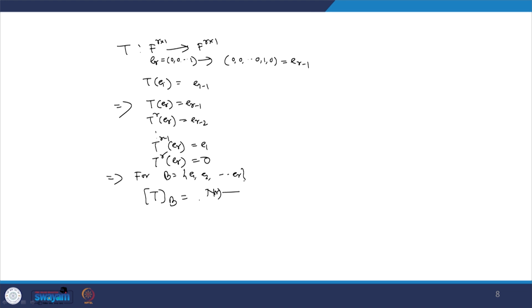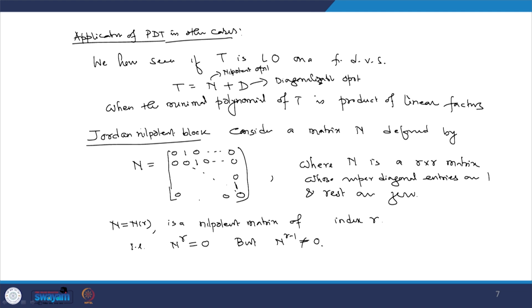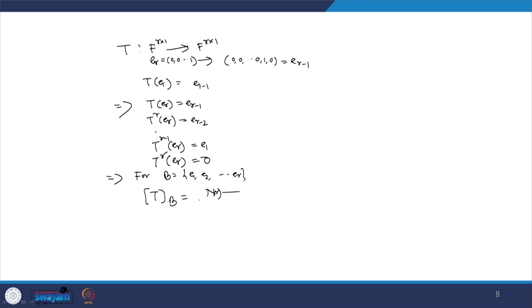So, we see that this Jordan nilpotent block of index r, defined like this, is basically coming as a consequence of the shifting operator T from F^r to F^r defined by e_i goes to e_{i-1}. So, that way please.